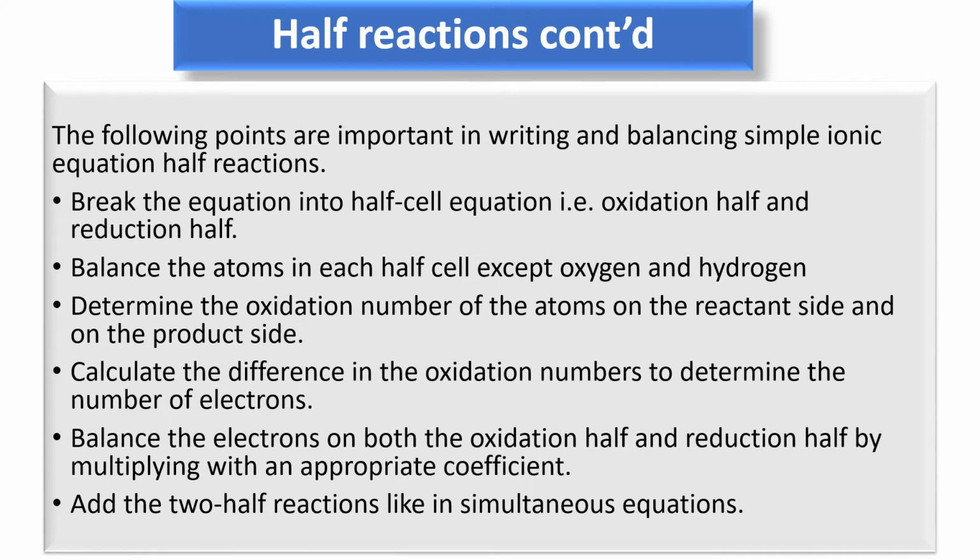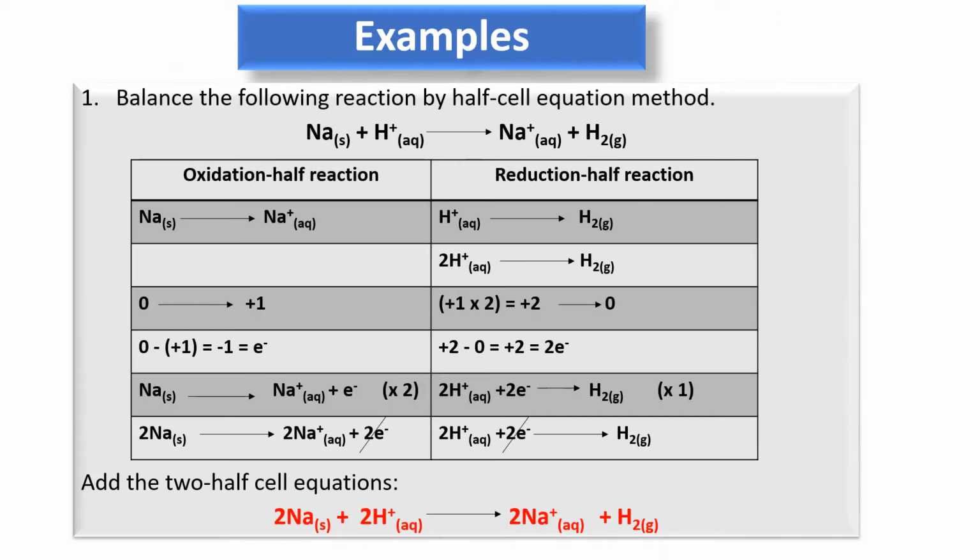And the last thing you do after you have gone through the first, second, third, fourth, fifth steps, is to add the two half reactions like in simultaneous equations. So you add them together at the end of the day. So let us look at this example number 1. The chemical equation we have to balance is this: sodium plus hydrogen ion, the two of them react together to form sodium ion and hydrogen gas.